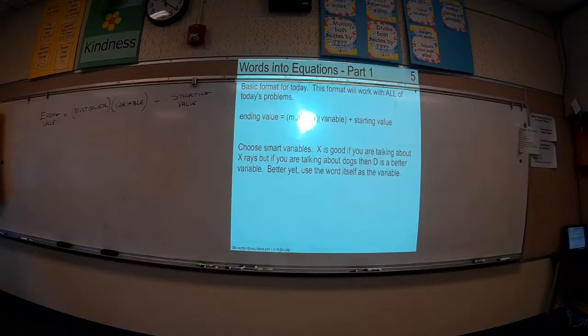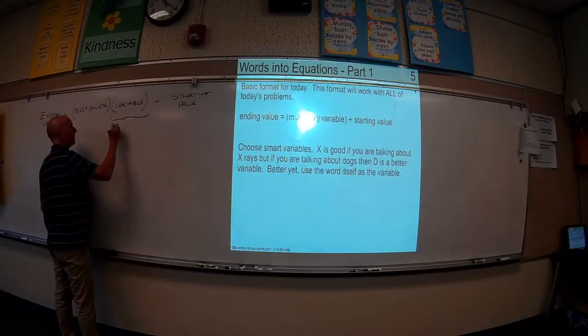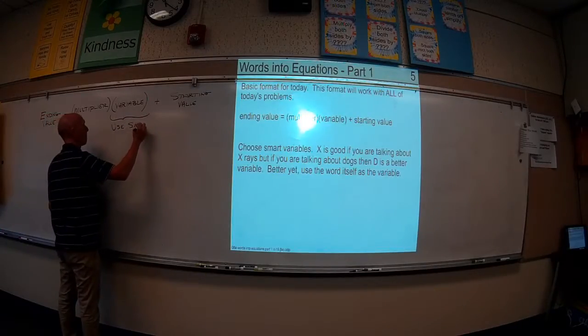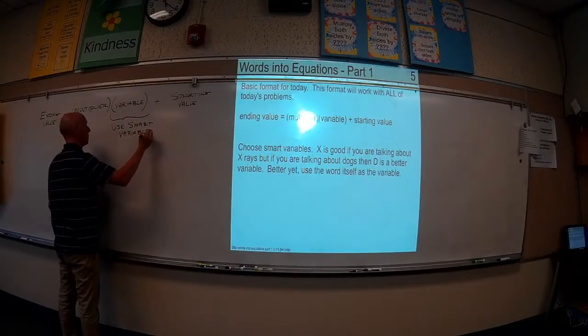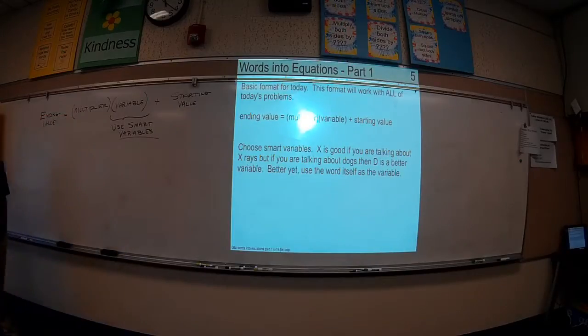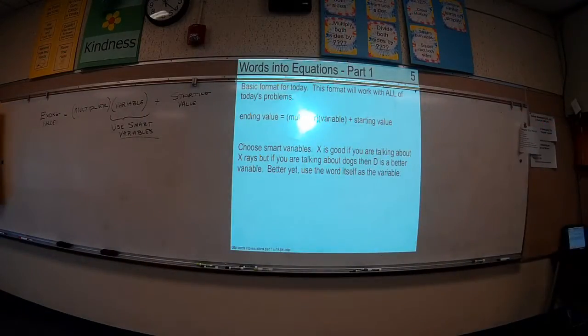When it comes to variables, choose smart variables. If I'm dealing with dollars, I'm going to use D for the variable. If I'm dealing with apples, I'd use A for the variable or even use the word apples as a variable. So be smart with the variables. Here we go. And create that variable early on. Figure out, hey, what am I even trying to solve for? What do I want?